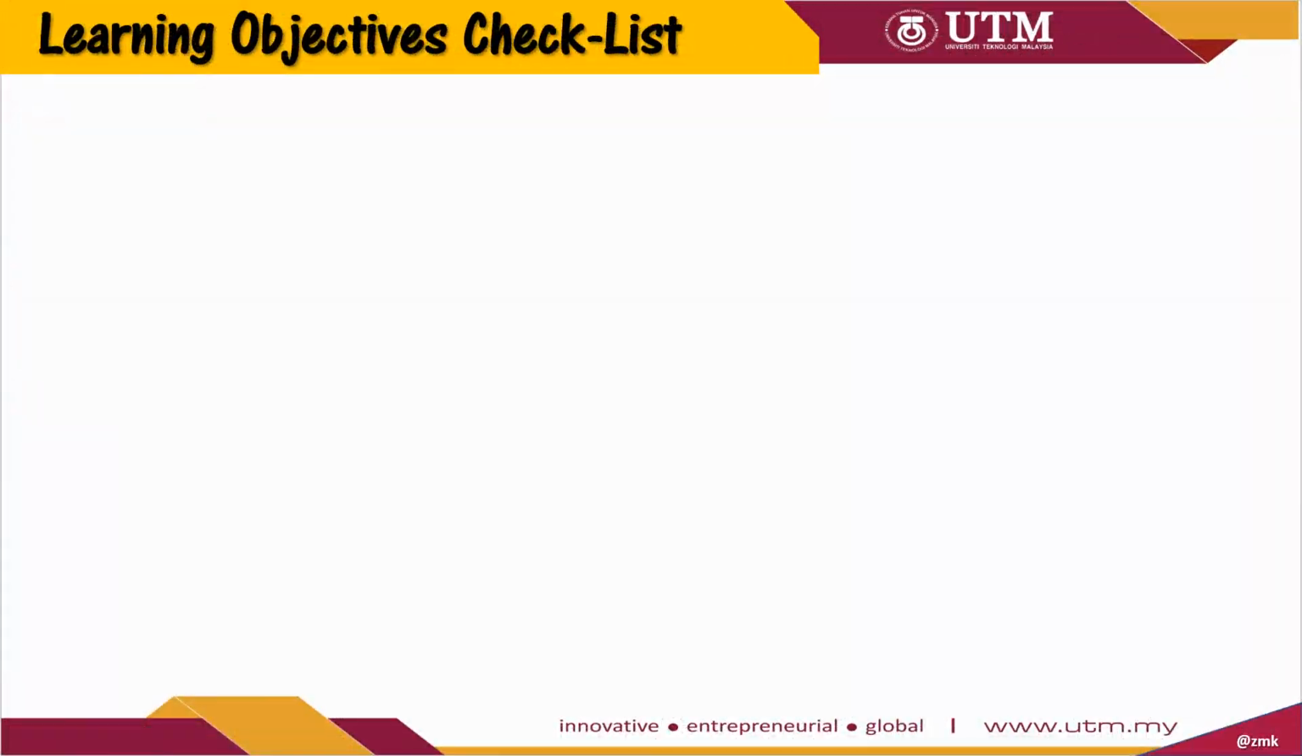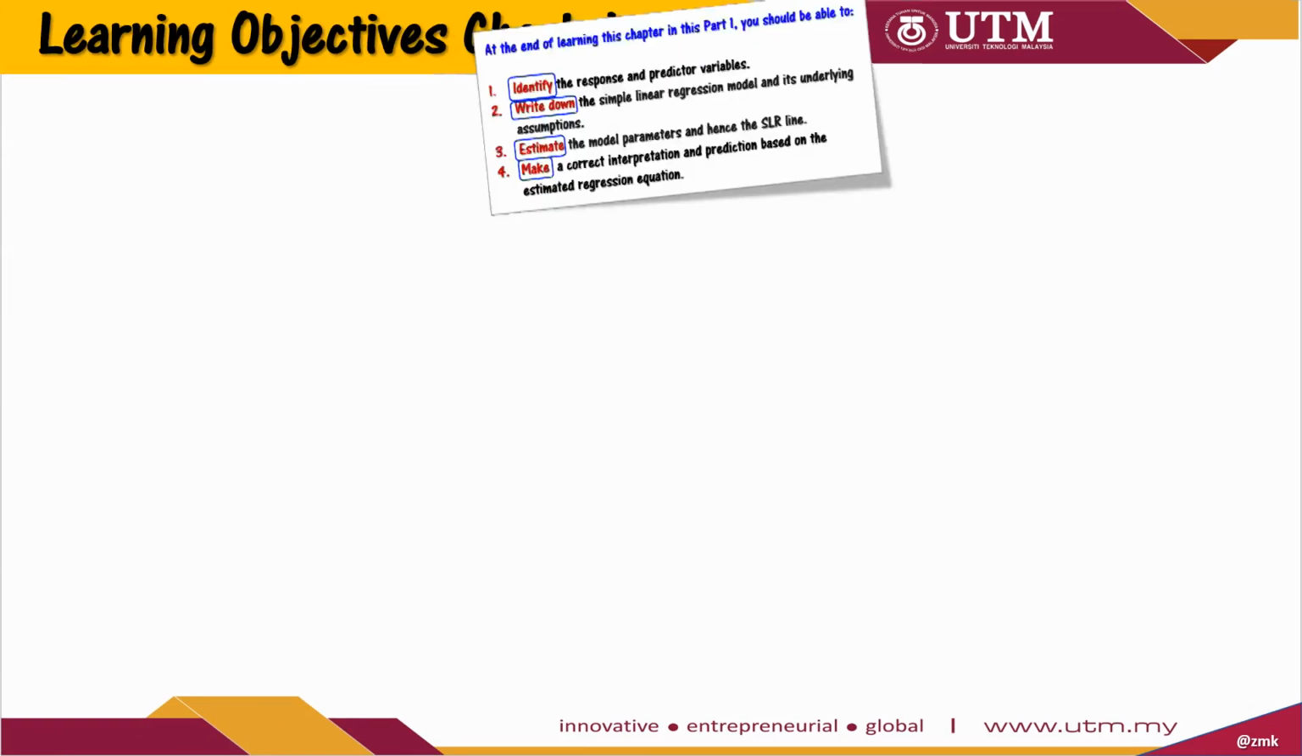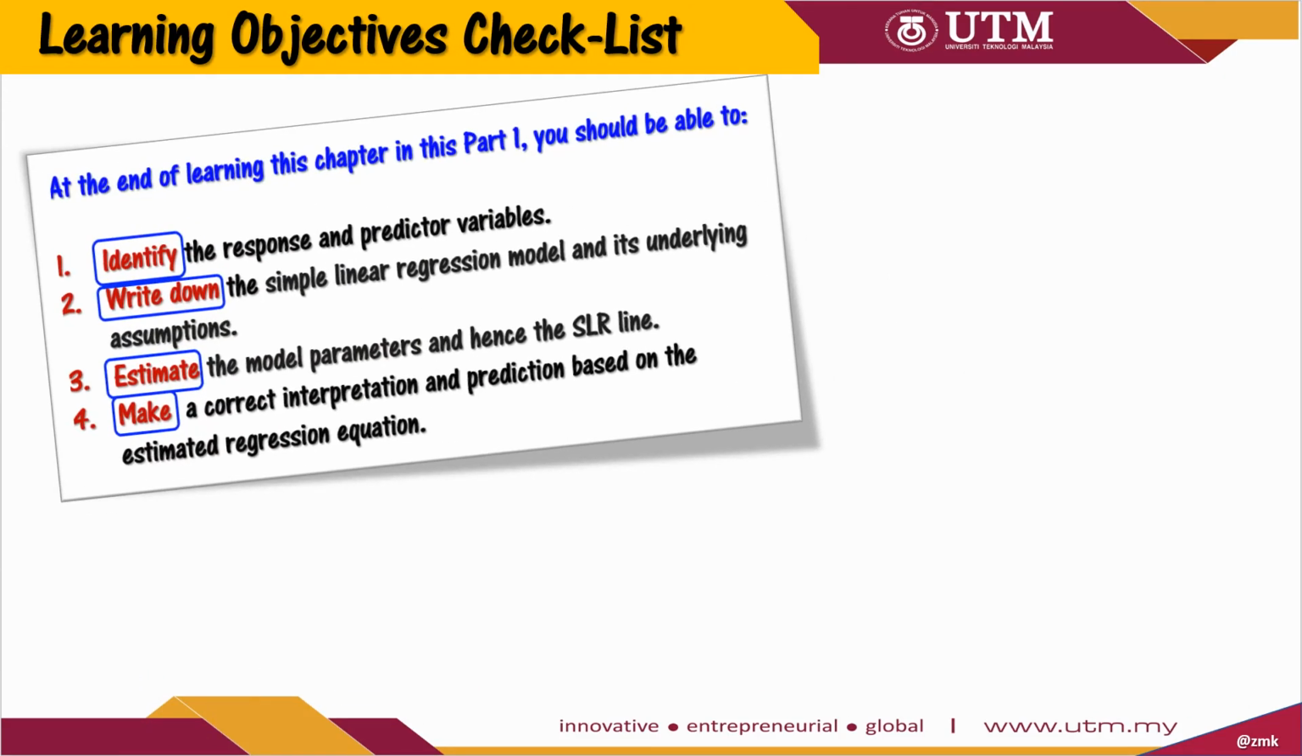We are now at the end of part 1 for chapter 7 on simple linear regression and correlation. Let's look at this part 1 learning objectives. At the end of this part 1, you should now be able to identify which one is a response or dependent variable, commonly denoted by y, and which one is a predictor or independent variable, commonly denoted by x, in a simple linear regression analysis.